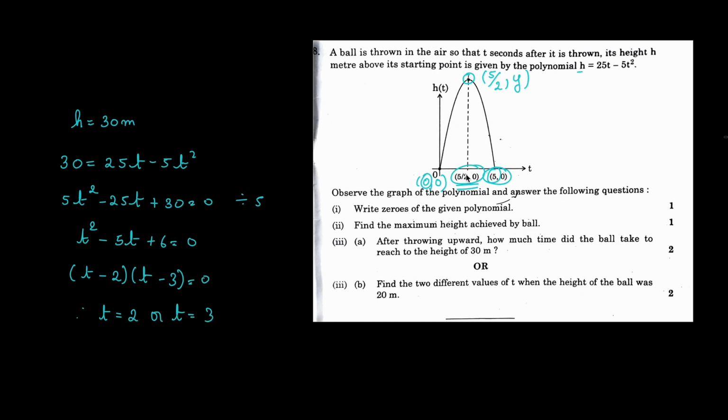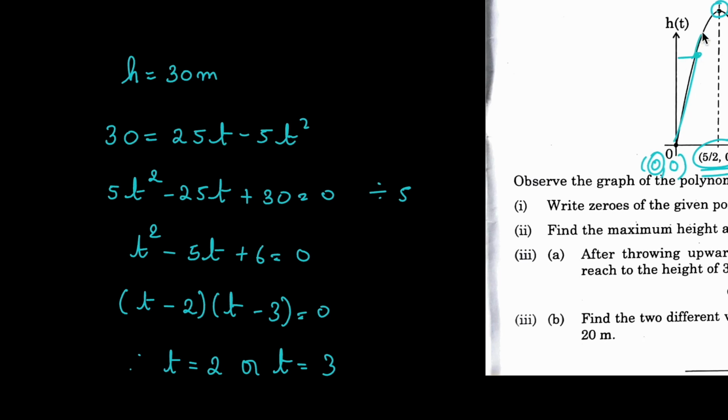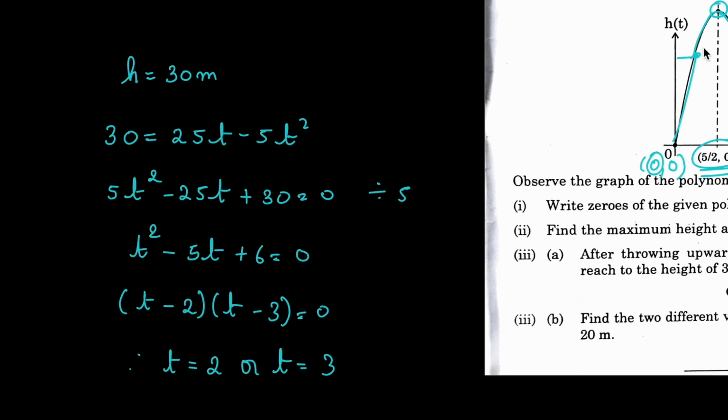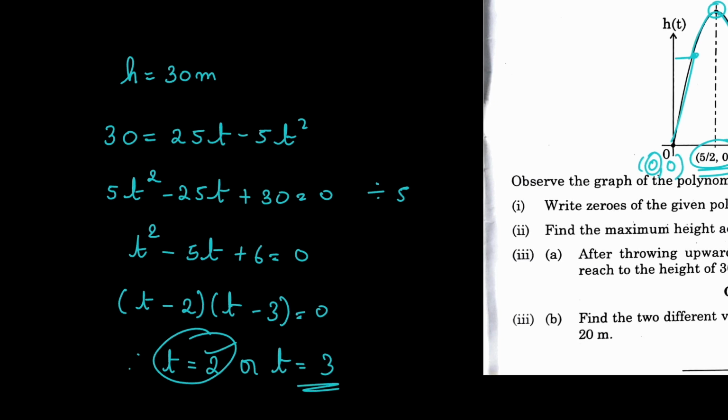Now we need to understand the graph here. The ball reaches a height of, let us say, 30 meters at t equal to 2 seconds. Then in 1 second, it's going to reach its maximum height and come down here and once again be at the same height of 30 meters. So to reach the height of 30 meters, we take 2 seconds, and then to return back to 30 meters, we take a time of 3 seconds. So 2 seconds will be our answer.